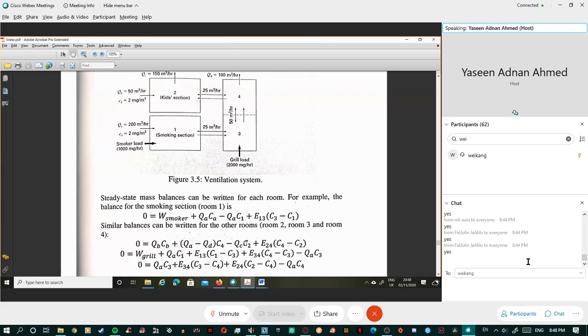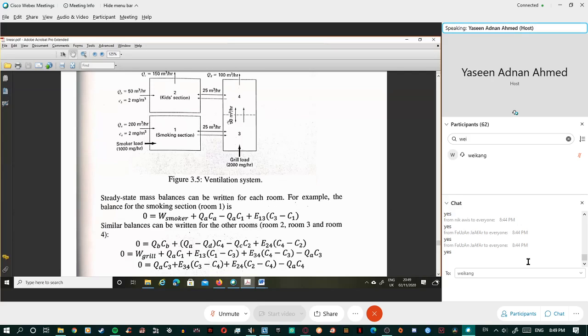Okay, so for room 3, the grill is coming in, that is the 2000 direct. Then QA multiplied by C1 is coming from here. This is mixing, so this should be C1 minus C3. So you have to consider the opposite first, okay? So it's C3 minus C1 in this case, room number 1. But for room number 3, it should be C1 minus C3. Try to give some time, okay? You will understand. It's not that difficult.